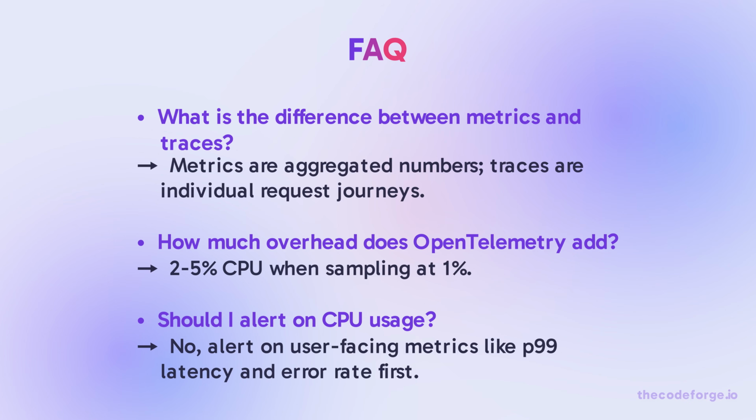And a few frequently asked questions. What is the difference between metrics and traces? Metrics are aggregated numbers. Traces are individual request journeys. How much overhead does OpenTelemetry add? 5% CPU when sampling at 1%. Should I alert on CPU usage? No, alert on user-facing metrics like p99 latency and error rate first.